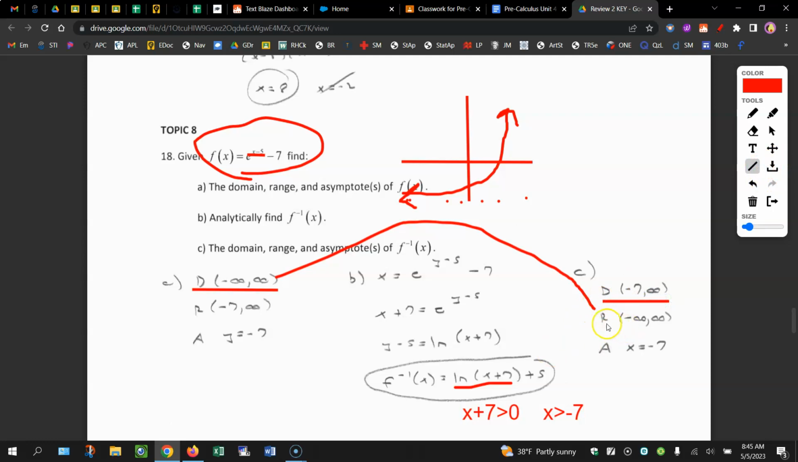And the range, you can get any possible y value. There's no restrictions on the range for a log or natural log function. That will always be negative infinity to positive infinity. All right, that's the video covering inverses of exponential functions.